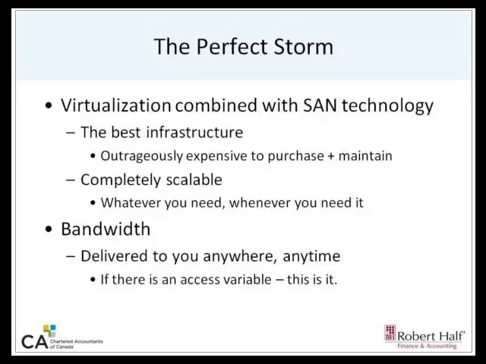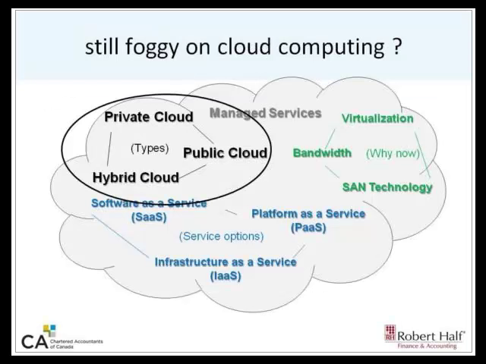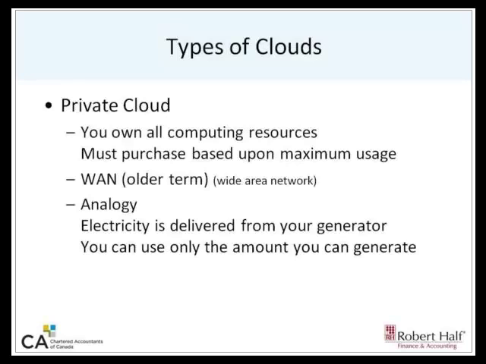So let's take a look at the types of cloud computing that are available to us. And let's use the electrical grid as a background analogy. First, we have a private cloud. Technically, if you have access from your office's local area network from your home or a client site, then you most likely have a private cloud in place.